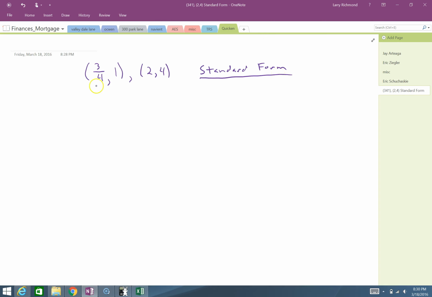Okay, the problem says to take these 2 points and write it in standard form. What you need to know is standard form is the form ax plus by is equal to c, where these a's, b's, and c's have to be integers. A, b, and c have to be integers. That's a positive or negative whole number. Now, sometimes it will say that a needs to be positive.